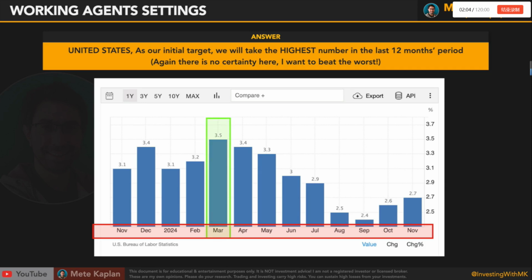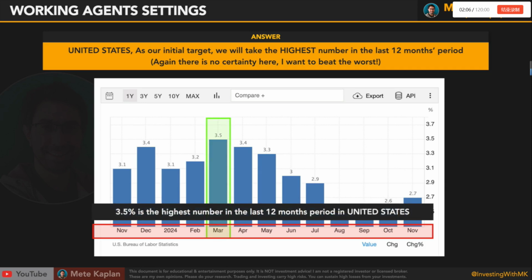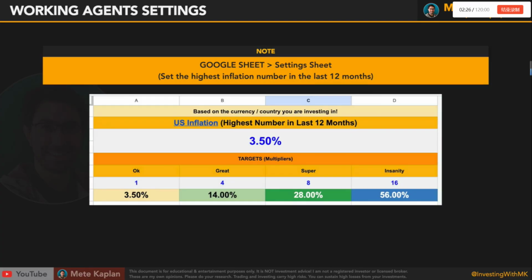Now, here is the important part. I set my inflation target as the highest inflation record in the last 12 months. As you can see, while I was preparing this document, the highest inflation in the United States in the last 12 months was 3.5%. Now, in the Google Sheet, you will find a setting sheet. Type this number, please. Remember, this is a country and currency-based setting. I'm setting this for dollar-based investments. We will also learn how to make investments in your local countries later on.